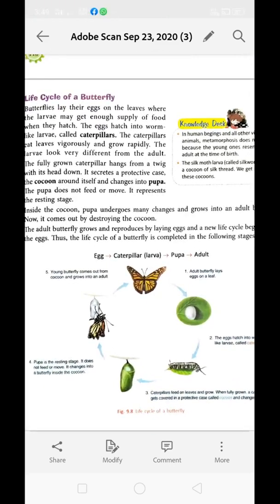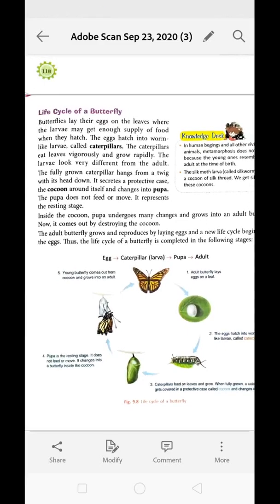We have studied the life cycle of the silkworm. In the same way, the butterfly life cycle has the same stages of life. The butterfly lays eggs on leaves where the larva may get enough food supply. The same thing happens here. The egg does not have a sufficient amount of yolk. That is why the larva comes out of the egg.